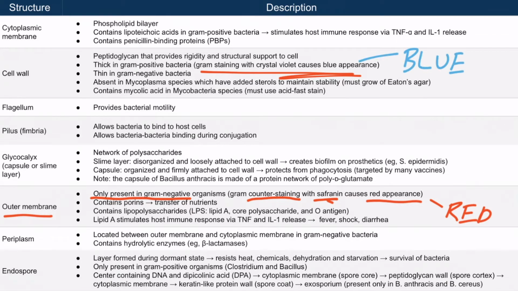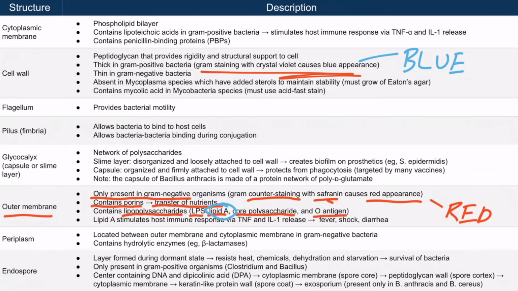Another important detail about the outer membrane is that it contains porins. These allow the transfer of nutrients. Perhaps the most important part of the outer membrane are the lipopolysaccharides, or LPS. These are embedded throughout the outer membrane, and the lipopolysaccharides have three components: lipid A, a core polysaccharide, and the O antigen. However, only one of these components, lipid A, is actually important.